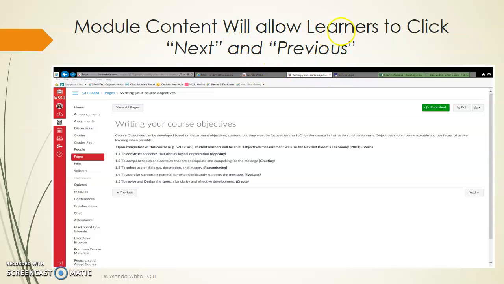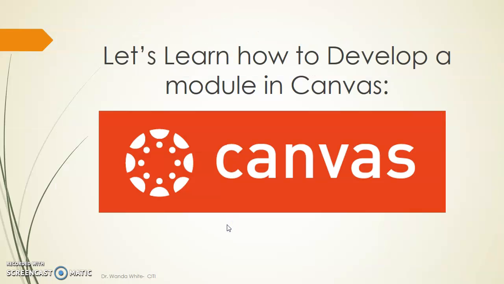Let's take a look at how a module actually moves linear. In a Canvas course, you have the module where the students can actually click previous if they want to go back, or if they're going forward, they can click next. Now we're going to learn how to use modules within the Canvas shell.